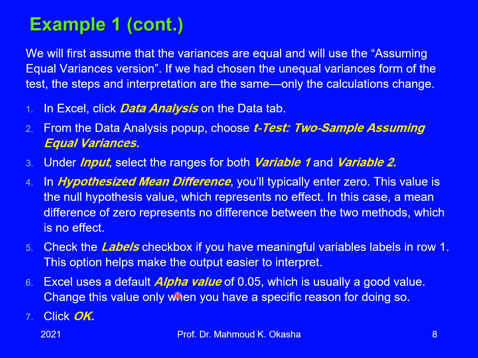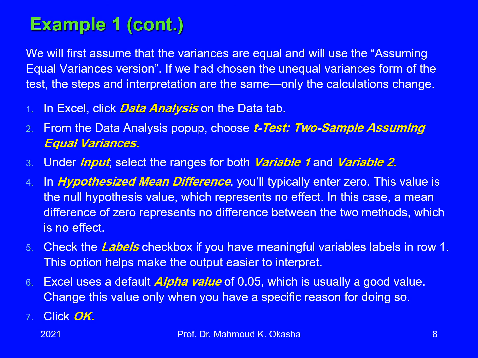The sixth step, define the alpha value, the significance level. The default value is 5%. You can change it to 1% or 10%. Usually 5% is the best, but it is up to you. Change the value when you have a specific reason for doing so. That's all you need. So click OK.